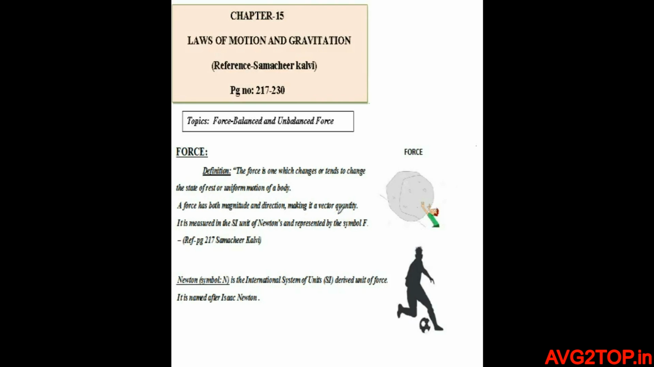Vector quantity is nothing but an object which has both magnitude and direction. Force is measured in the SI unit of newtons and represented by the symbol F. What is a Newton? It is the International System of Units derived unit of force. It is named after Isaac Newton after the discovery of Newton's three laws of motion.